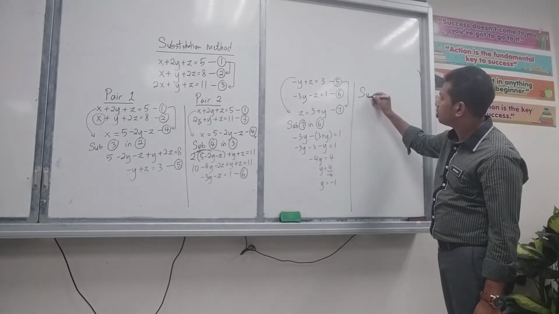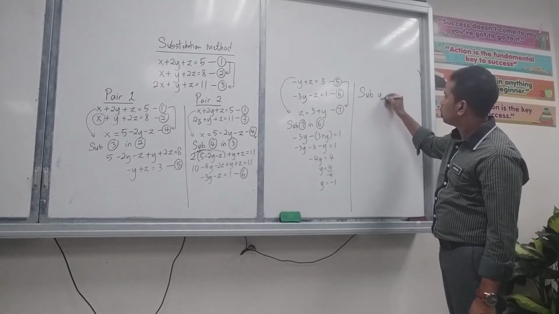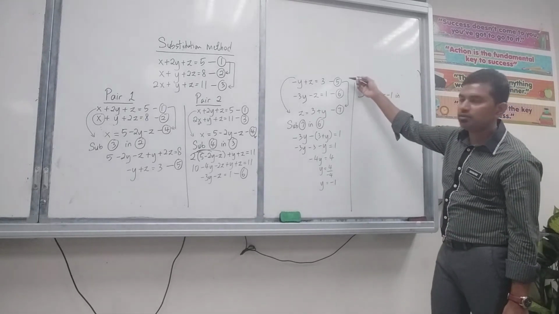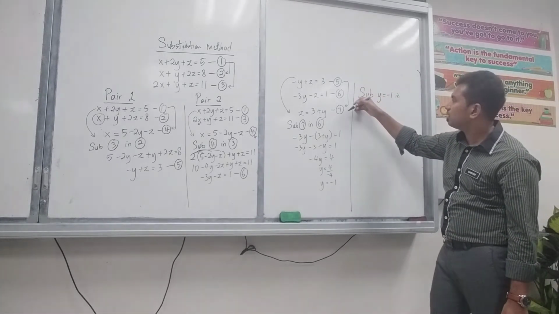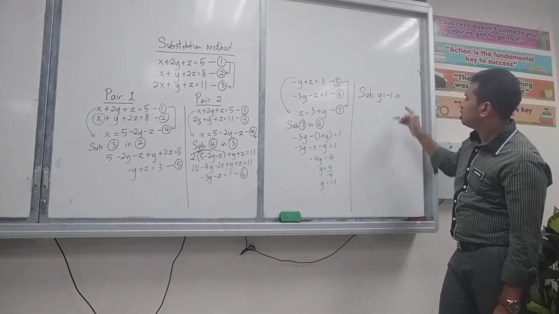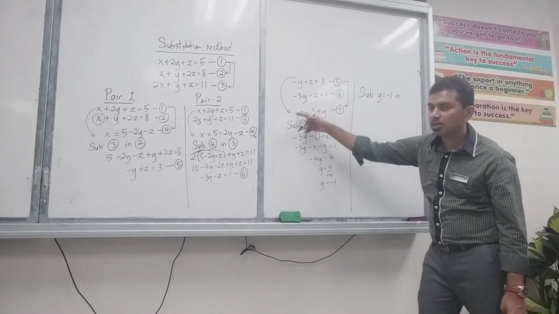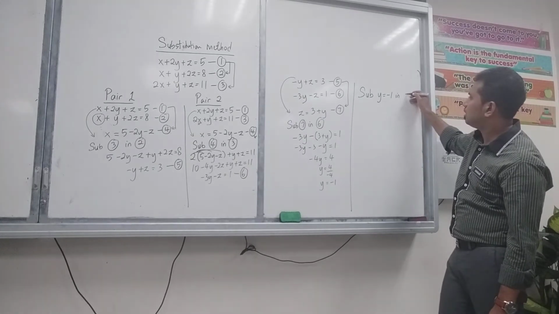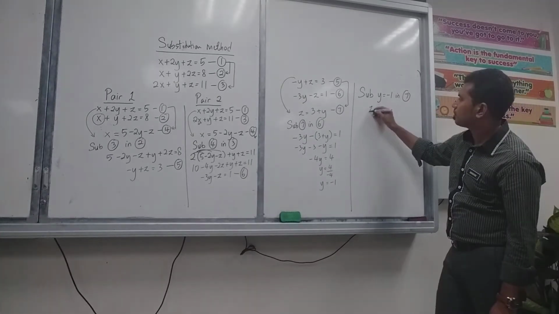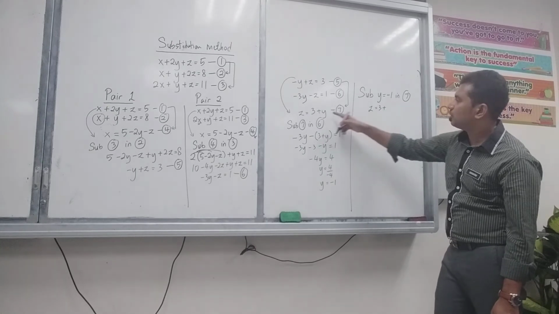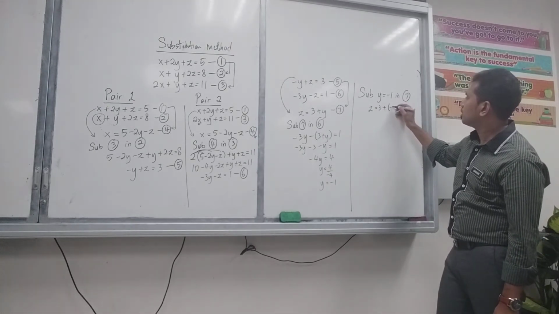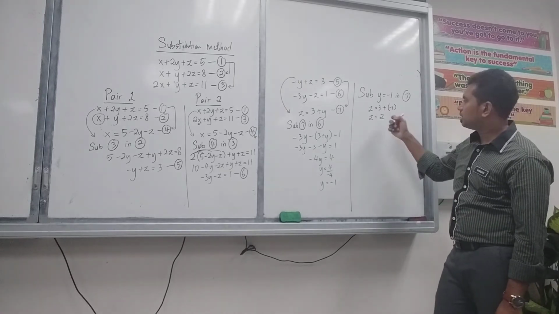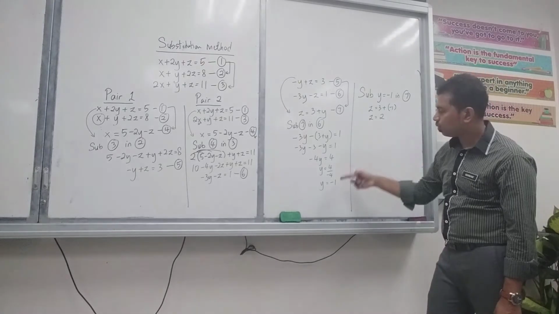To find the answer for x, what do you do? You sub y equals to negative 1 in 5 or 6 or even 7. Even 7, because it's already arranged, so it will be easier. So sub y equals to negative 1 in 7. So the y you change to negative 1. So your z will be, okay, we managed to get the answer for z and also y.